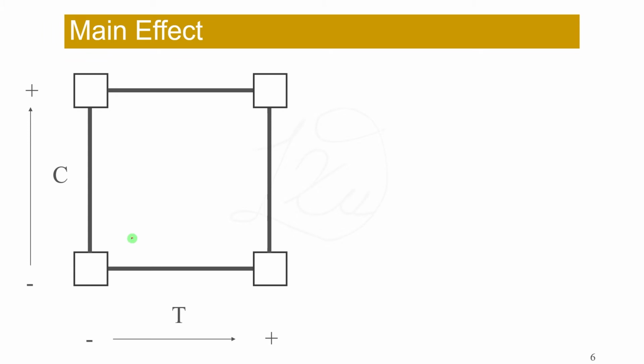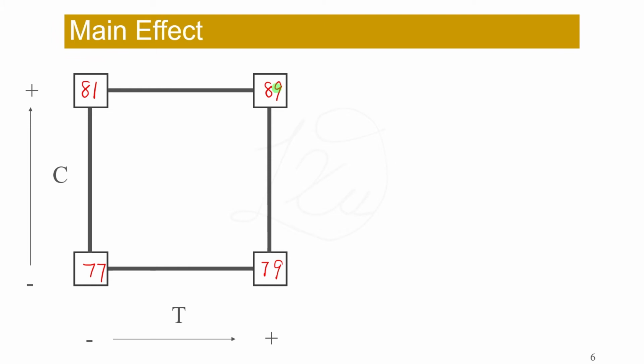We can visualize the result in a cube plot on this slide. We have temperature from low to high, and concentration from low to high. When temperature and concentration are both at the low level, the yield is 77%. When the temperature is at high but concentration is at low, the yield is 79. When the temperature is at low but concentration is at high, the yield is 81. And lastly, when both factors are at high level, the yield is 89.